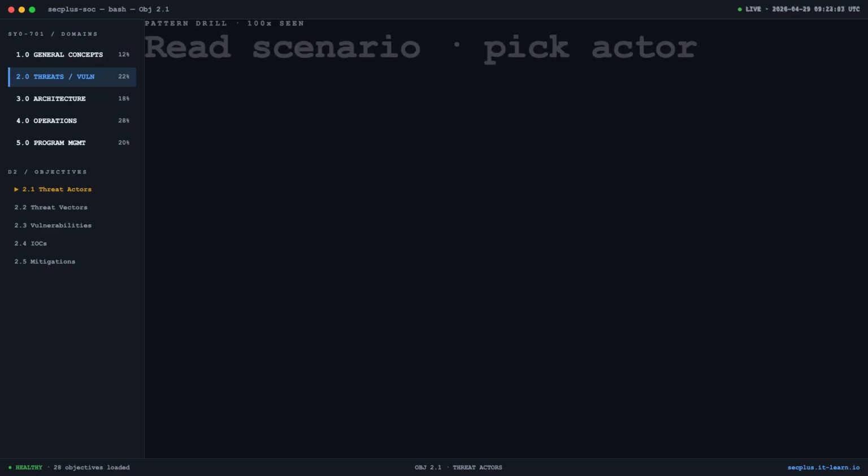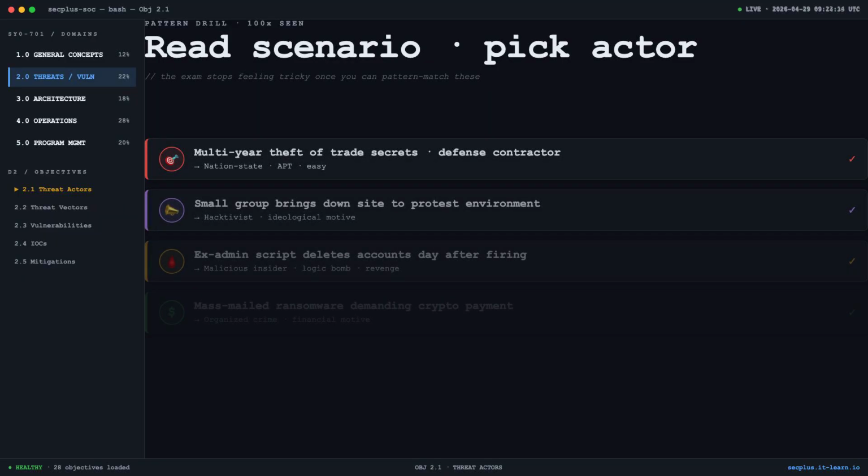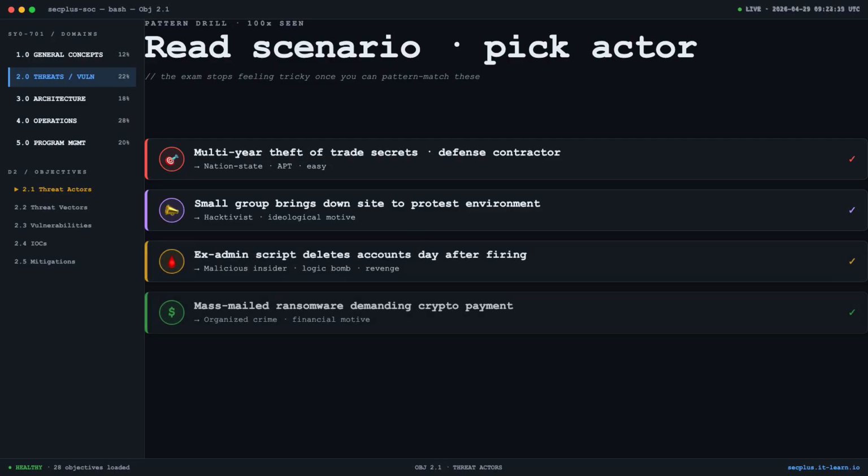Next pattern: a small group brings down a corporation's website to protest its environmental record. Which actor? Hacktivist, ideological motivation. Next, a former system administrator is found to have left a script that deletes user accounts the day after he was terminated. That is a malicious insider planting a logic bomb, and the motivation is revenge. Next, somebody mass mails ransomware demanding payment in cryptocurrency. That is organized crime, financial motivation. Once you can pattern match like that, the exam questions stop feeling tricky and start feeling formulaic.